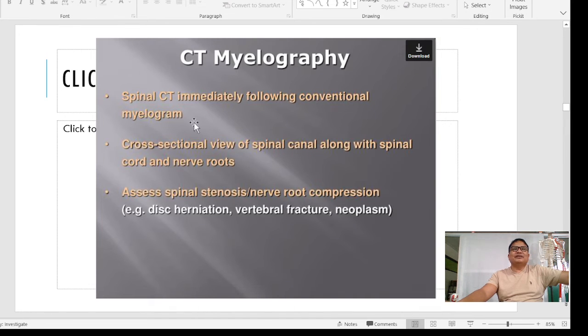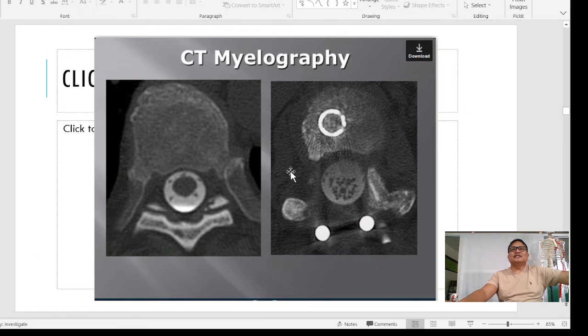Myelography. You have CT myelography, which is of the spine. Spinal CT immediately following a conventional myelogram. Usually in a conventional myelogram, we use X-ray. So this gives a cross-sectional view of the spinal canal along with the spinal cord or nerve roots. This is to check for spinal stenosis or nerve root compression secondary to disc herniation, vertebral fracture, or neoplasms. So that's an example. This is a CT myelogram.